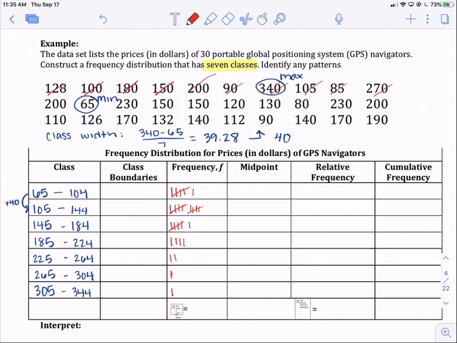Okay, and then count them up. So we have 6, 10, 7, 4, 2, 1, 1. And then what should we make sure all those add up to be? How many total data entries did we have? 30. So 30 total data entries. So if you add all that up, you'll get 30.